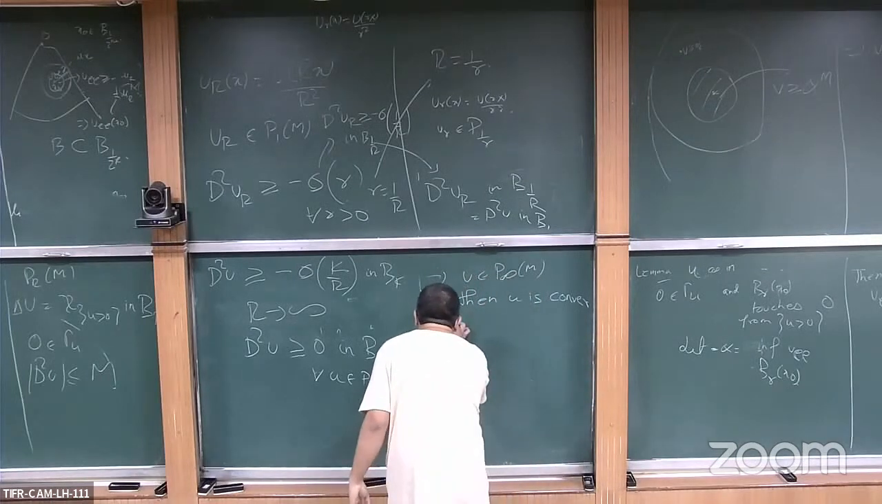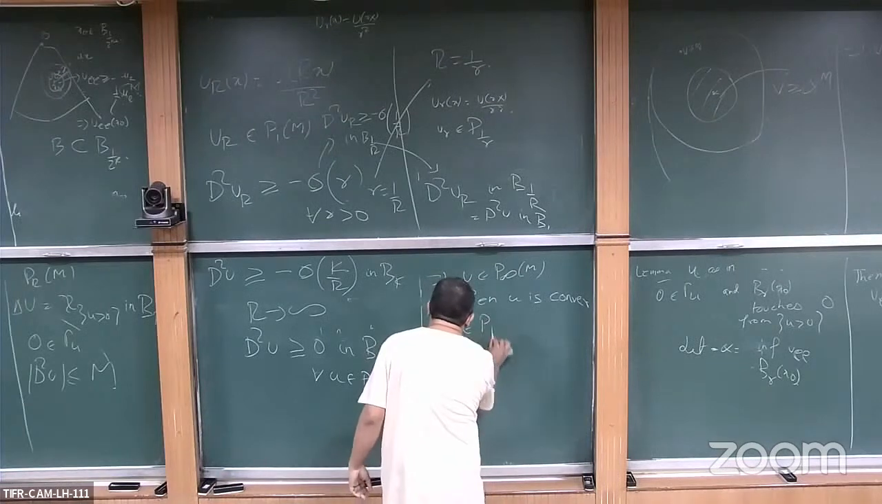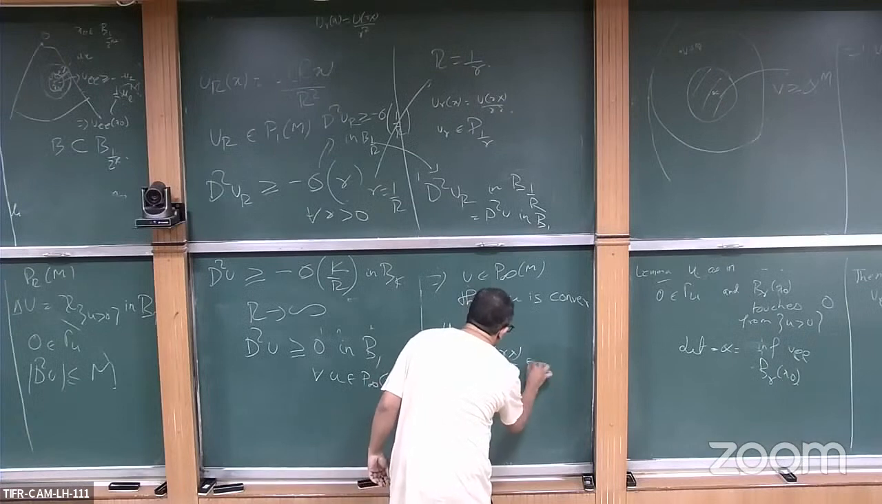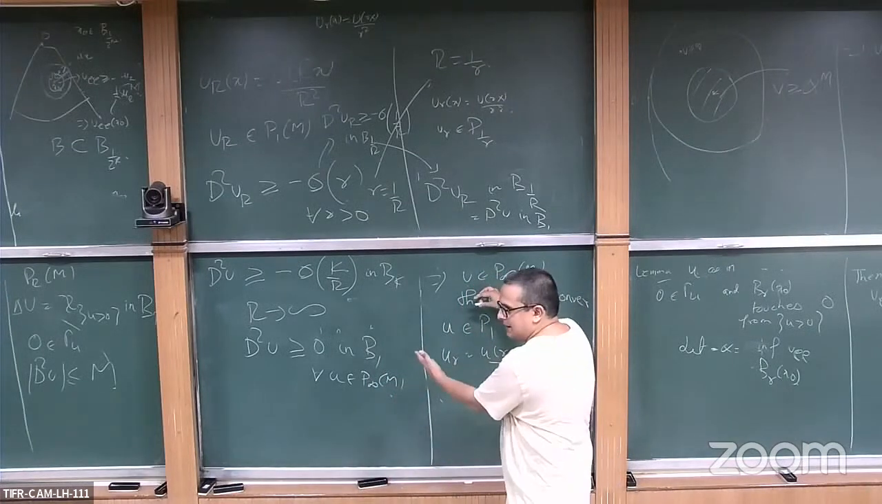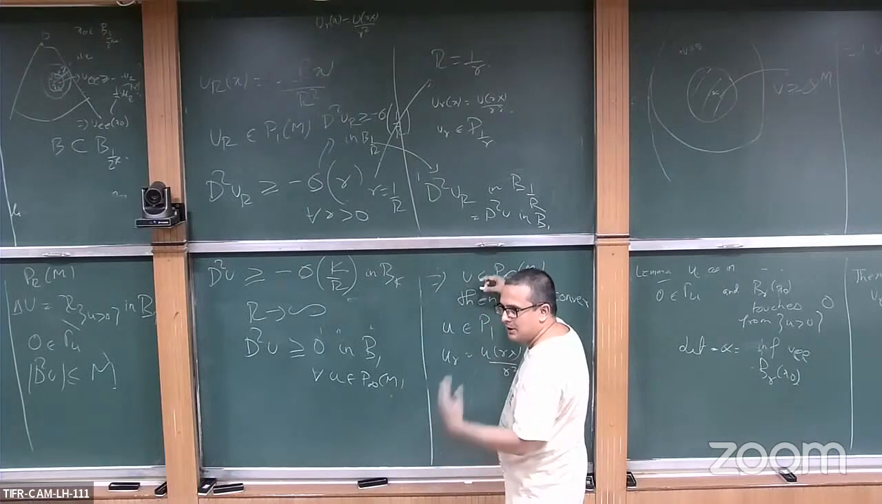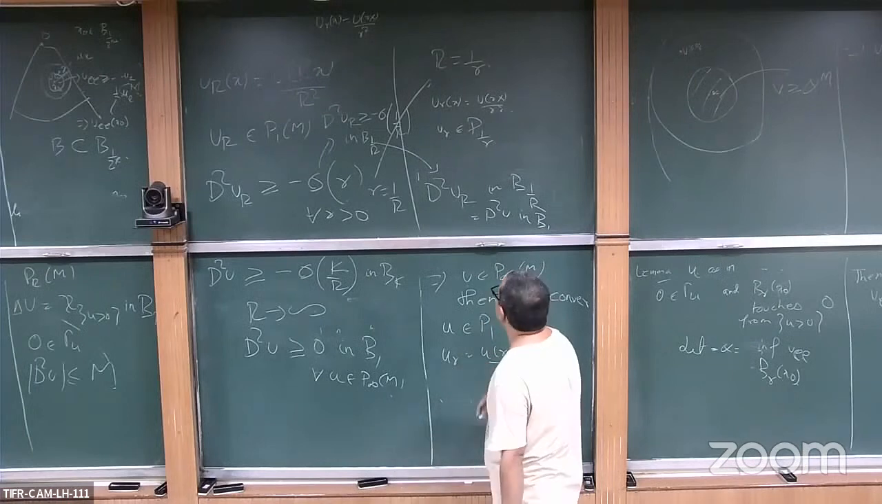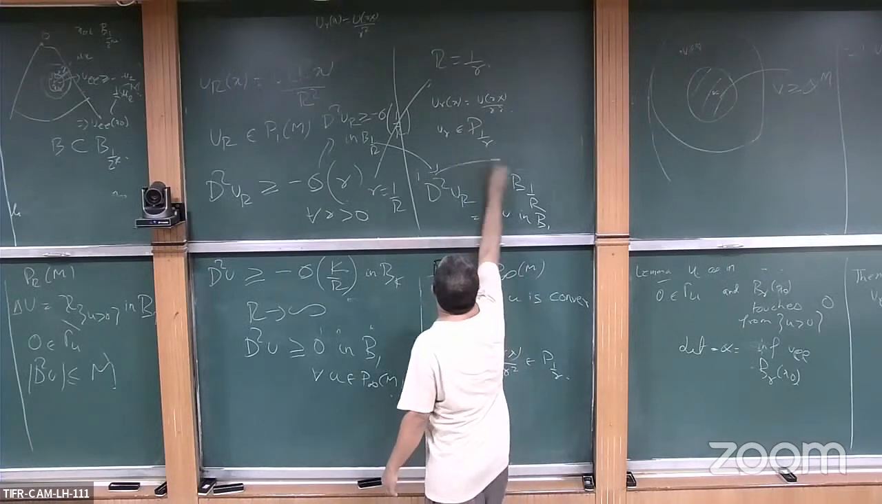Now if I start with u in P1, and if I take u_r to be u of rx over r squared, then this is in P 1 by r, right? So I'm just trying to isolate things. I'm not putting it all together. First, I am showing every global solution is convex. Then I am showing that the blow-up limit is convex. When you try to club them together, this is what happens.